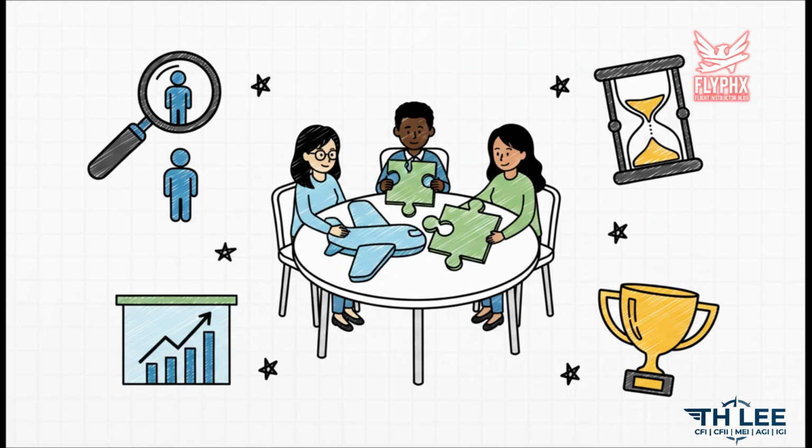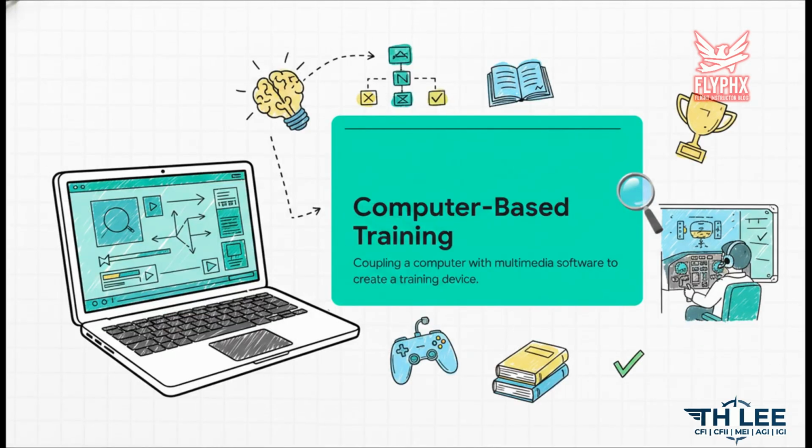Crucially, there has to be individual accountability. You can't let anyone just hide in the background while others do the work. And of course, you pair that with recognition and rewards when the group succeeds. The other massive modern tool at your disposal is computer-based training, or CBT. This simply means coupling a personal computer with multimedia software to create a highly interactive training device.